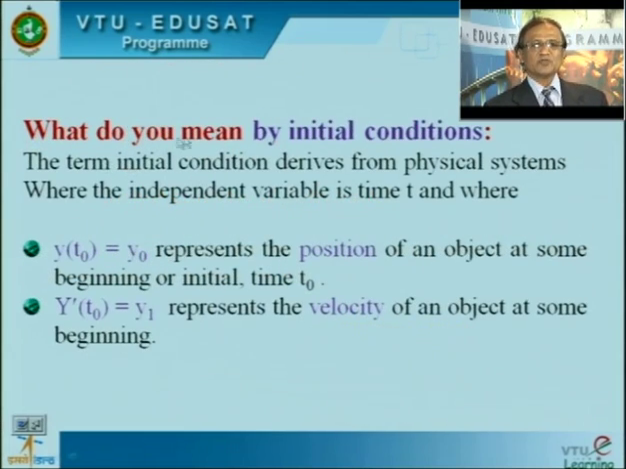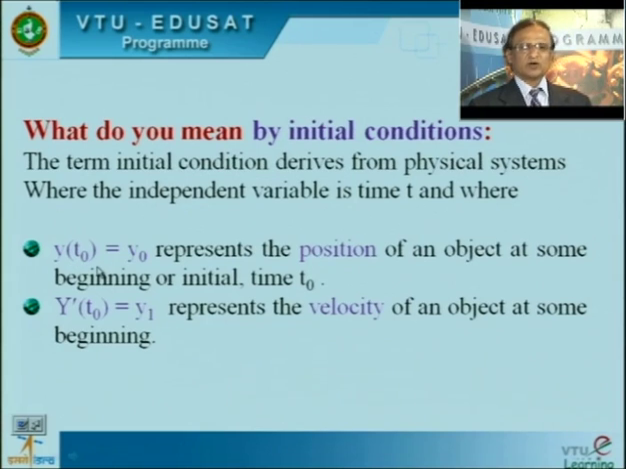Okay. So, what do you mean by initial conditions? I said that y of x naught is equal to y naught is given, right. The term initial condition derives from physical systems where the independent variable is time and where y of t naught is equal to y naught interprets the position of an object at the beginning or initial time t naught. This symbol represents the initial position of the object.